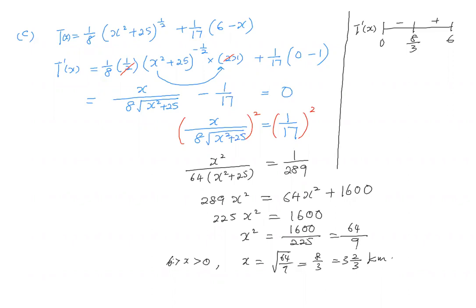Hello? So what is the significance? Yeah, Hafiz, you want to try? Explain the significance of this value. 8 over 3 is the minimum time required.